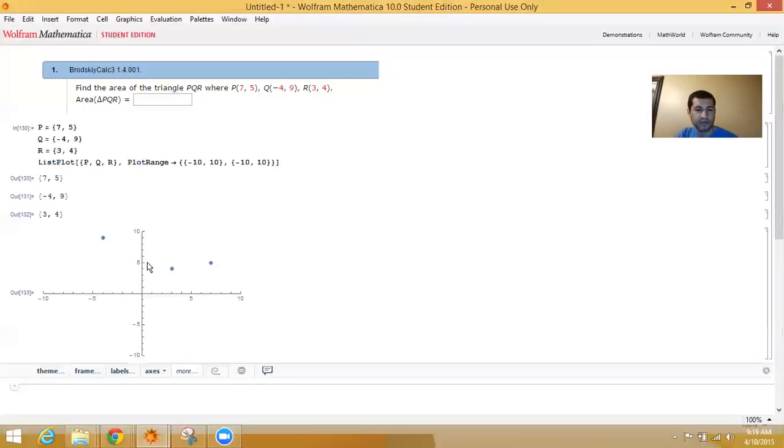Clearly, we can see that the 3 points form a triangle and they are not collinear. If these 3 points were collinear, then the area would be 0. So what we're going to do is define 2 vectors from a common point. Let's use the center point here, R, and define vectors from R to P and R to Q.